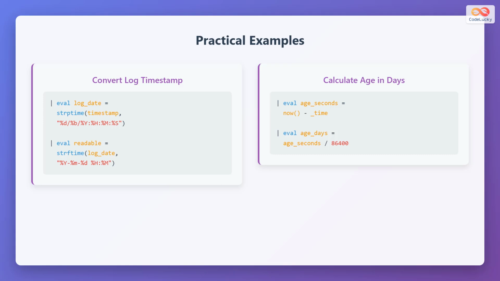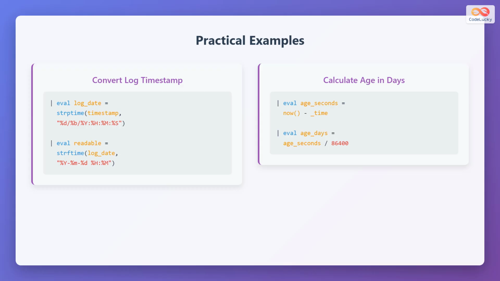Real-world applications demonstrate the power of time conversion functions. Converting log timestamps involves parsing the original format first, then formatting for display. For Apache logs, eval log_date = strptime(timestamp, "%d/%b/%y:%h:%m:%s") parses common log formats. Following this with eval readable = strftime(log_date, "%y-%m-%d %h:%m") creates clean, readable timestamps.